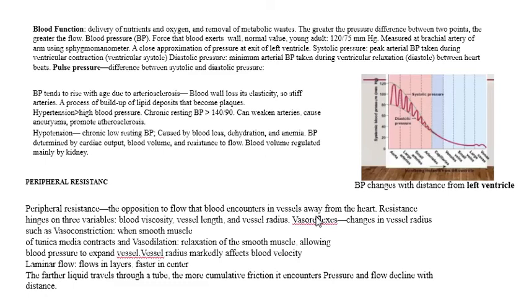Laminar flow means the flow of the blood in layers, usually in the center the flow is higher or quicker than near the wall. The farther the liquid travels through the tube, as I said before, the more cumulative friction it encounters, affecting pressure and flow. So the flow declines with distance. When there is a remote artery, the flow usually decreases.